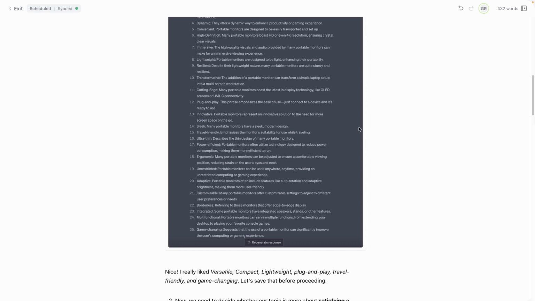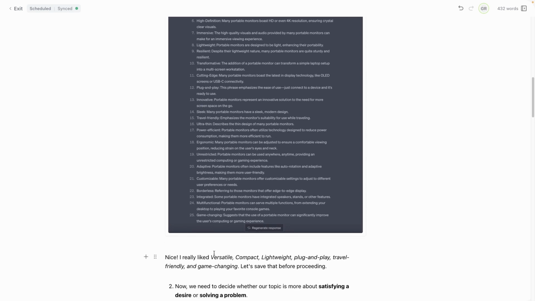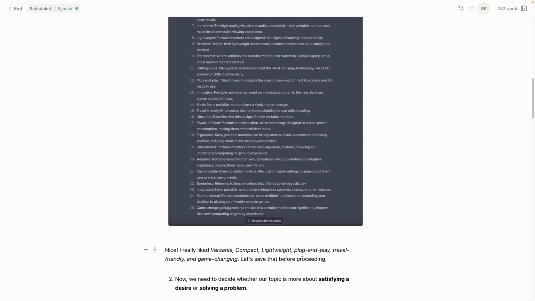But then I liked some words here. I liked particularly versatile, compact, lightweight, plug and play. Travel friendly was my favorite by far because usually, from what I know of these people that are gathering around it, are people that are engaged with traveling a lot, being digital nomads and whatnot. So it's very attuned to that public, and game changing is also something that I've been seeing people saying. So save these and proceed.